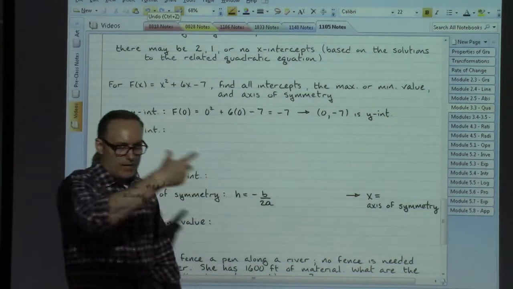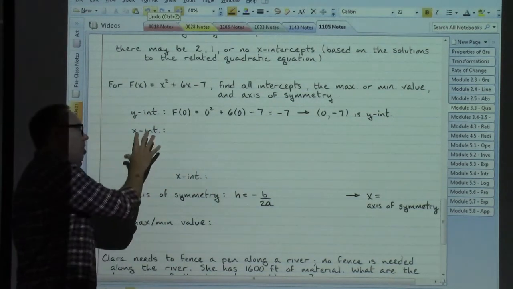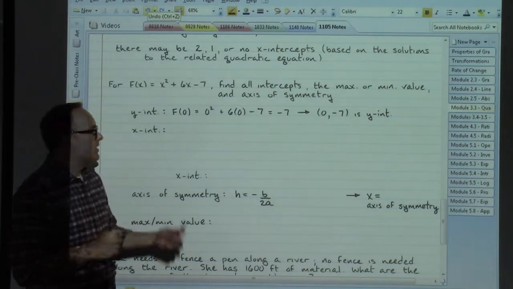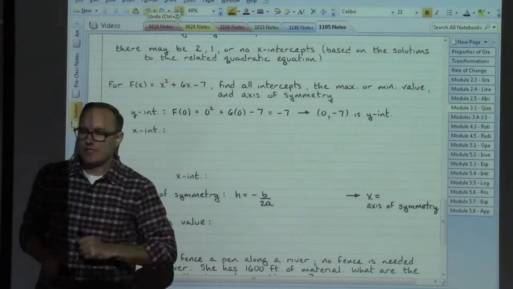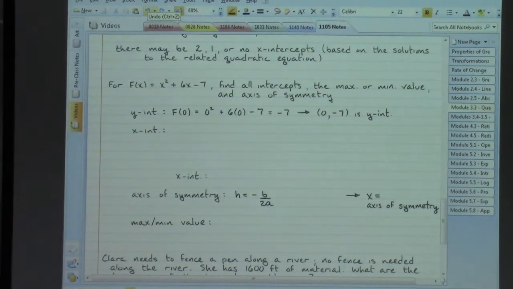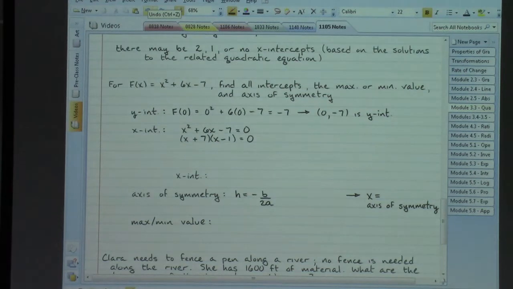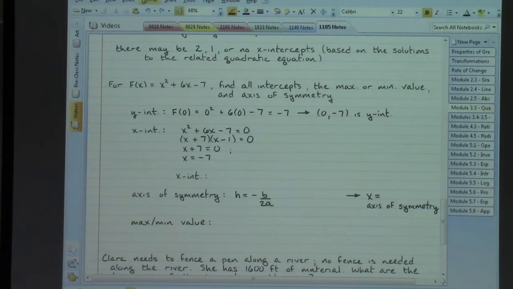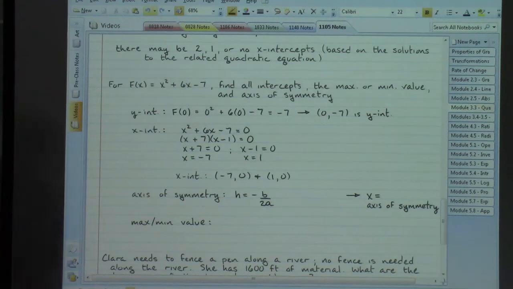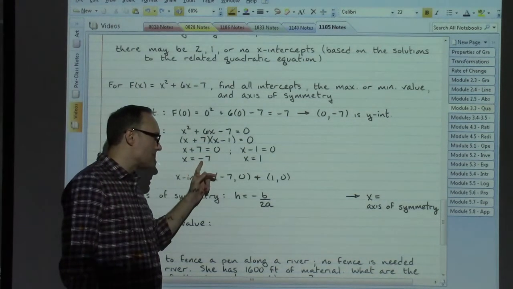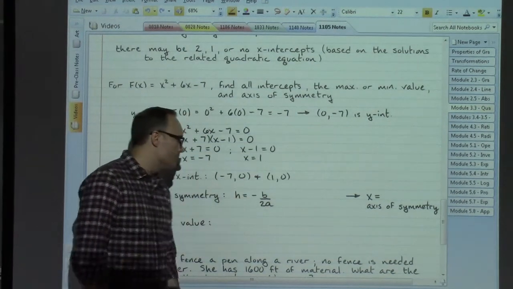Using skills that we had been talking about before, our x-intercept would come from having that equation set equal to 0, solving that equation. That one factors, so take each factor, set it equal to 0. One of the answers that we have is x equals -7. One of the answers that we have is x equals 1. That means that we do have two x-intercepts showing up here, and they are specifically -7, 0 and 1, 0.